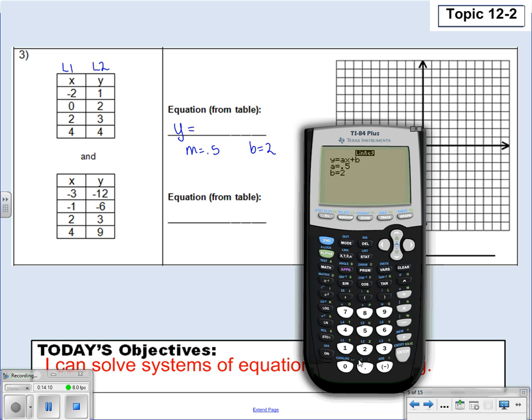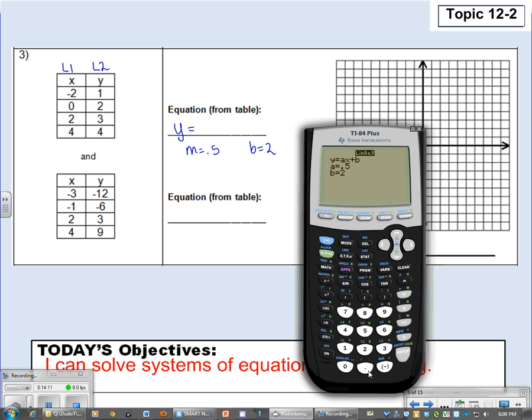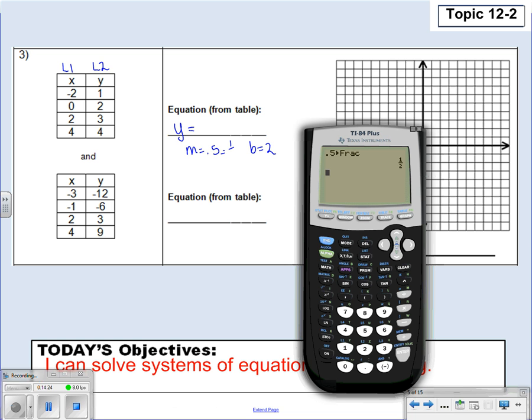Some of you are going to recognize that 0.5 is 1/2 as a decimal, but in case you don't, type in 0.5 and then hit math, enter, enter, and you will get your fraction of 1/2. So our equation is 1/2 x plus 2. We have our slope of +1/2 and our y-intercept of 2.